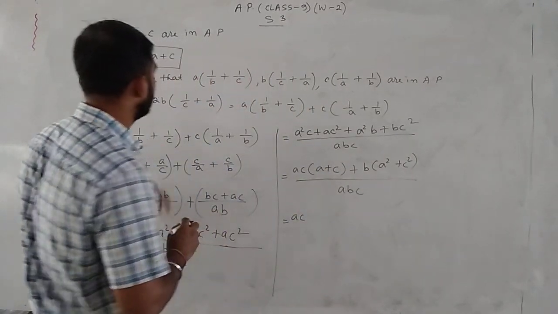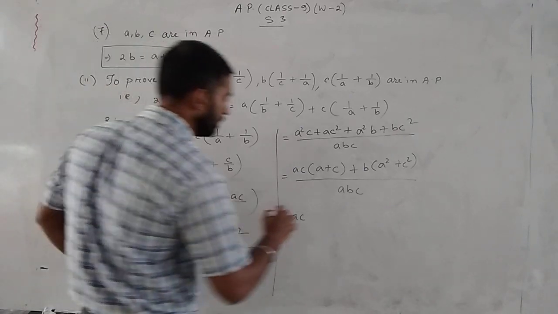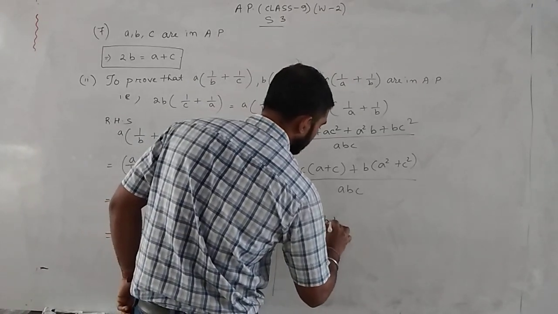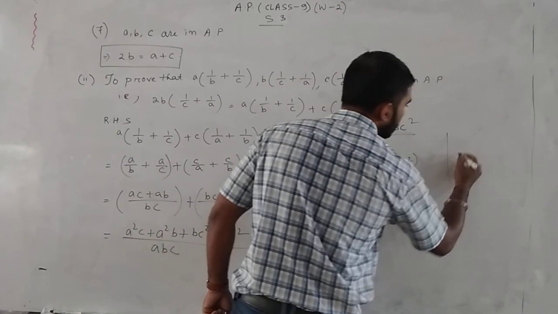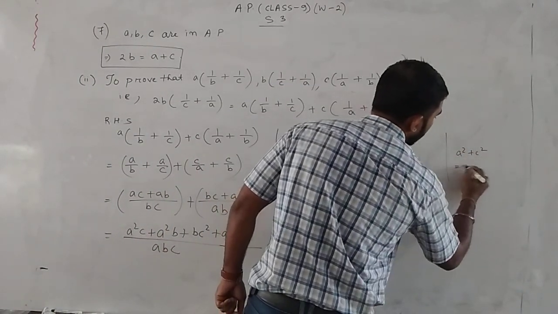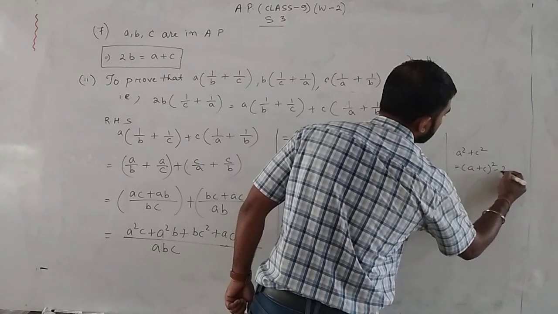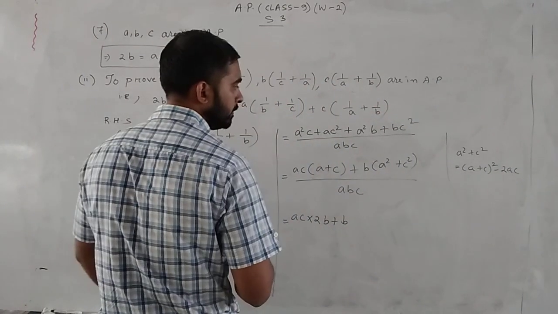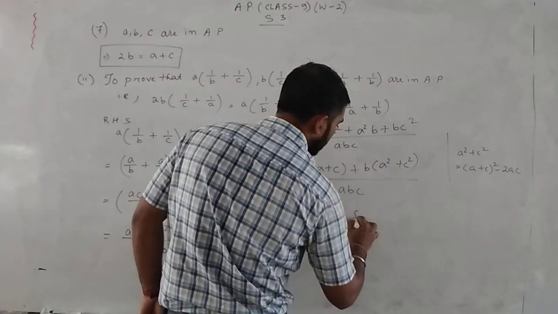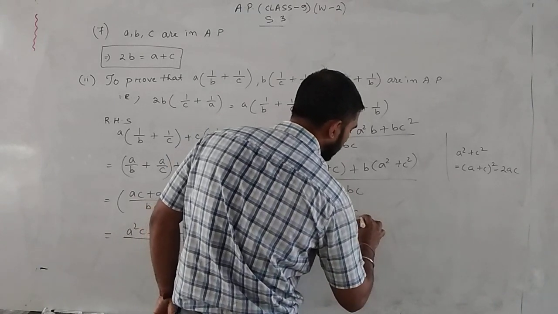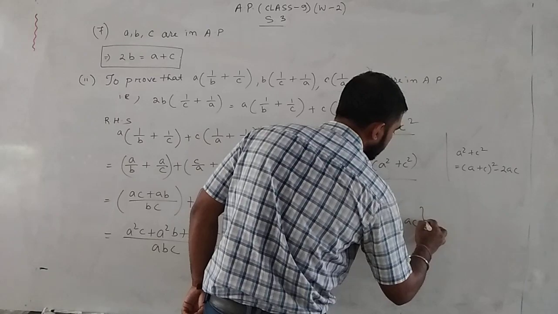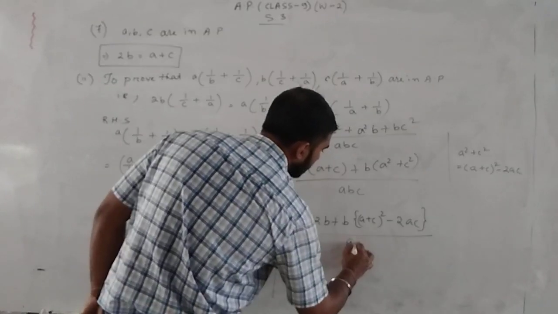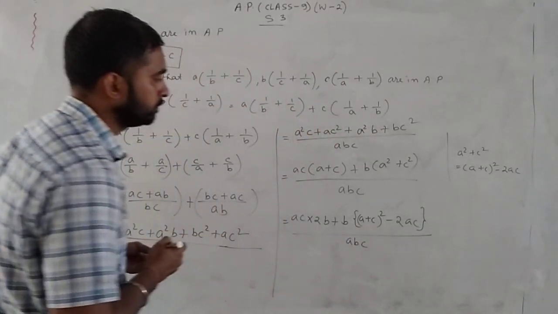Okay, A plus C. What is A plus C? Twice B. Next, now A square plus C square. See, A square plus C square means A plus C whole square minus twice of AC. So here in place of A square plus C square, I'll write A plus C whole square minus twice of AC, by ABC.